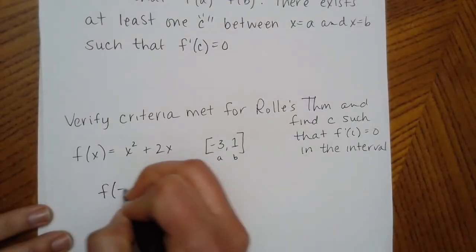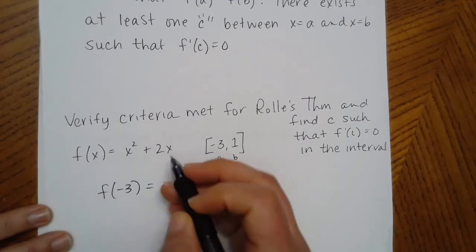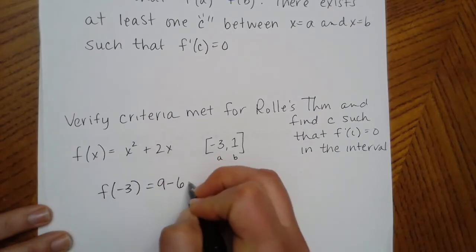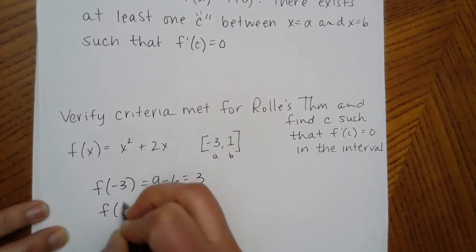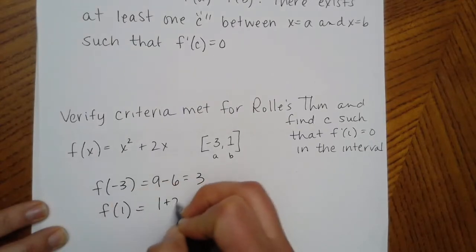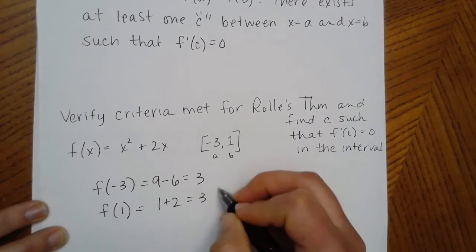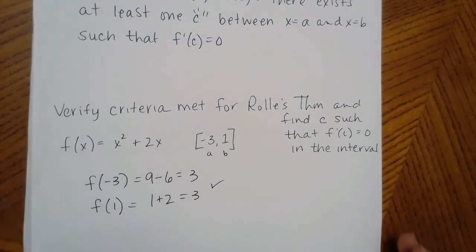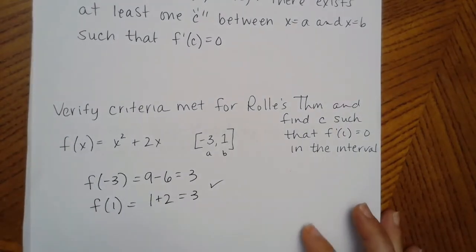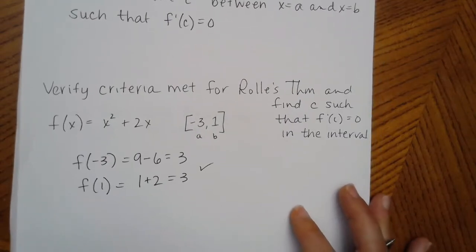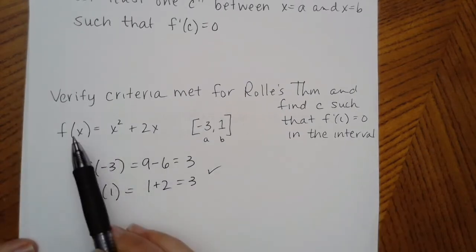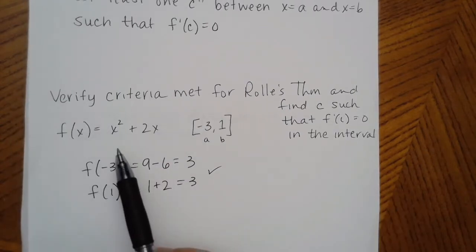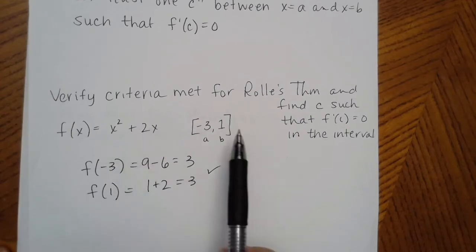Okay, so I'm going to plug in my endpoints. F of negative 3 gives me positive 9 minus 6, which is positive 3. F of 1 gives me 1 plus 2, which is also 3, so that part has passed. Now I do know that x squared plus 2x is a polynomial, which should be nice and smooth and differentiable everywhere and continuous, so I don't have any discontinuities or any non-differentiable places. So this should hold, so let's find it.